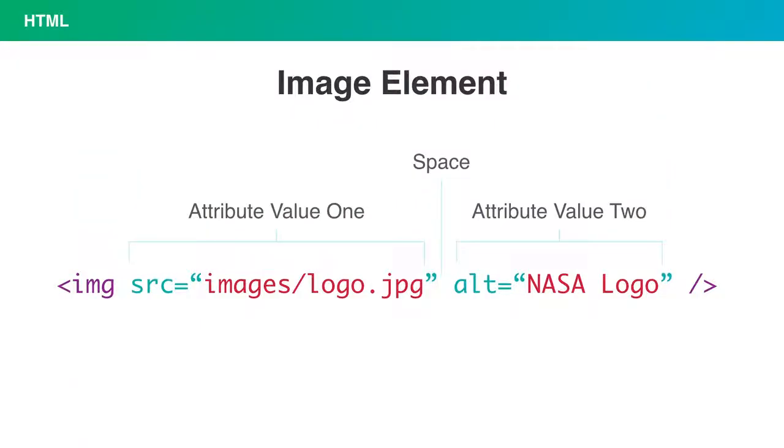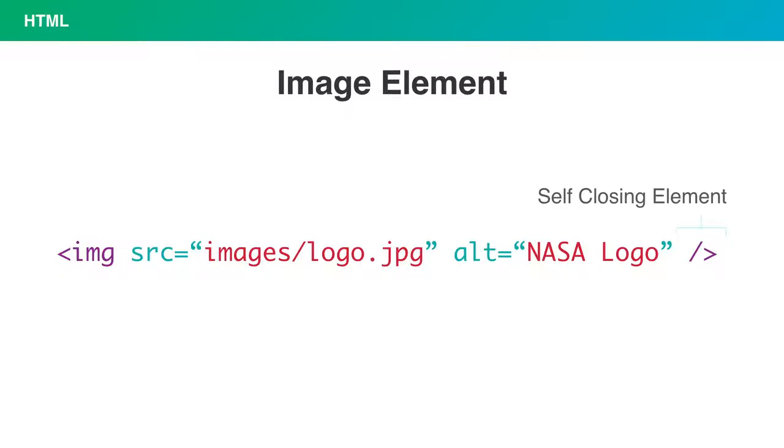Elements can have multiple attributes, each separated by a space. The SRC or source attribute is set to equal the file path or URL to the image. The alt or alternative text attribute contains a description of the image. This text will be displayed if the image doesn't load for some reason. Both the SRC and alt attributes for an image tag are required.